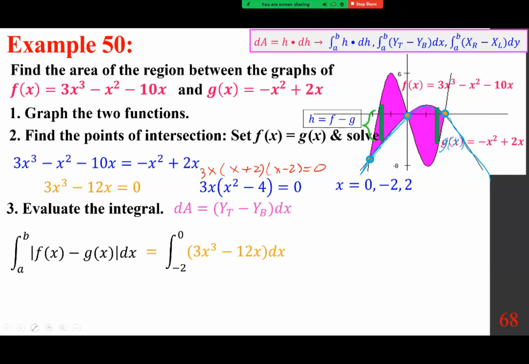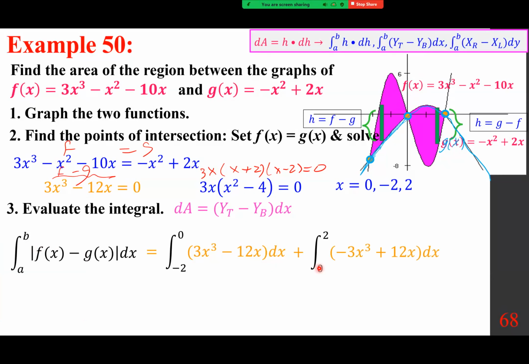This is f. Let me just make sure everybody understands how we arrive at it. This is the f function, this is the g function, and believe it or not, this makes it f minus g from negative 2 to 0. So what makes it g minus f? The reciprocal of that. So we put negative in front of that from 0 to 2. So this part, h is g minus f. So plus 0 to 2, and the negation of that, minus 3x cubed plus 12x dx. I hope everybody is clear on that.